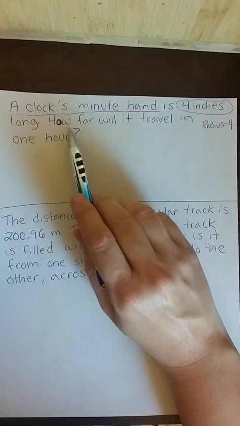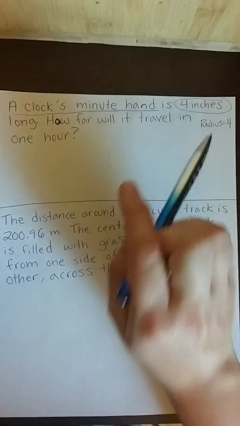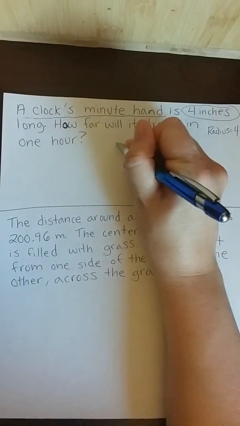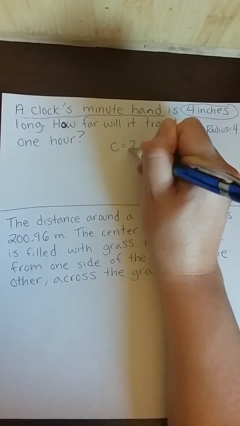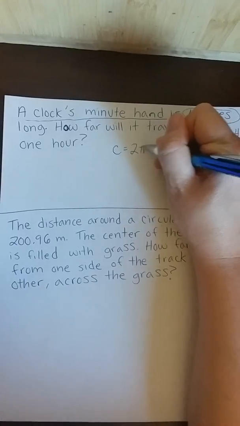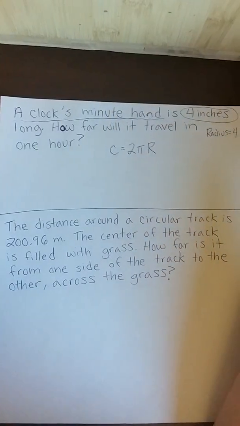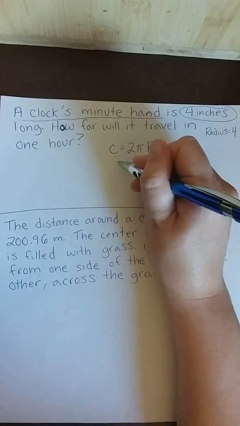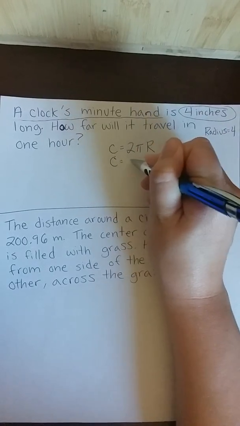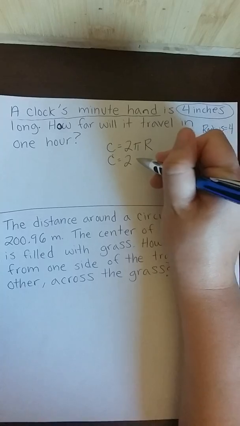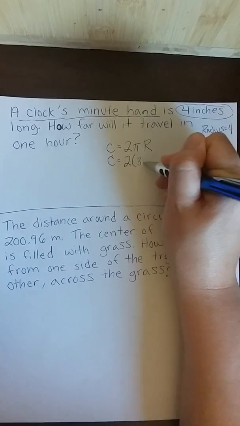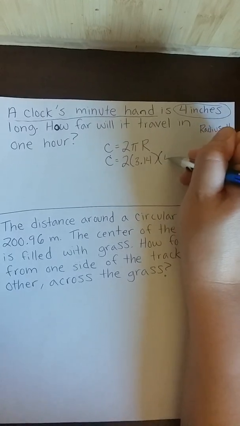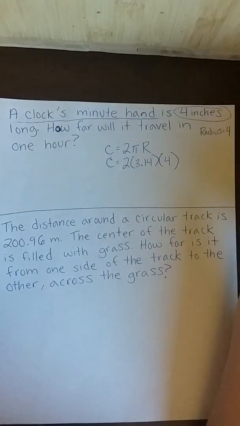So I'm finding the circumference and I'm told the radius. To do this, I'm going to use the circumference radius formula, which is circumference equals 2 times pi times the radius. In this problem, I don't know what circumference is. Circumference is what I'm looking for, so that's going to stay C. 2 is going to come down. For pi, I'm going to use 3.14. And then for the radius, I'm going to use 4 because it says the radius is 4.